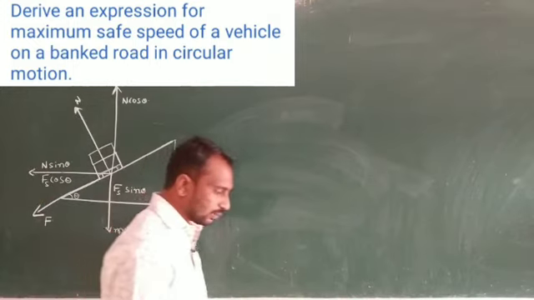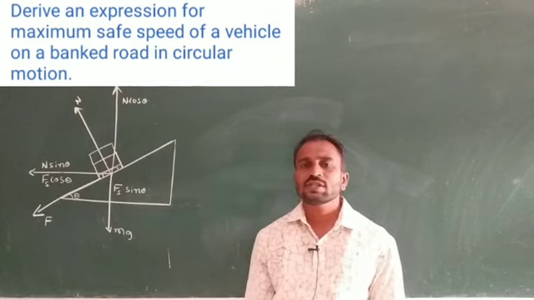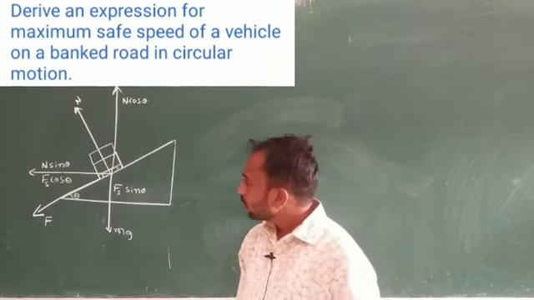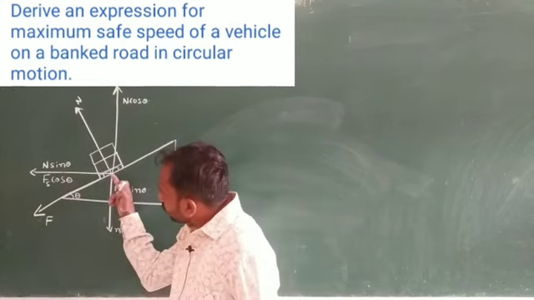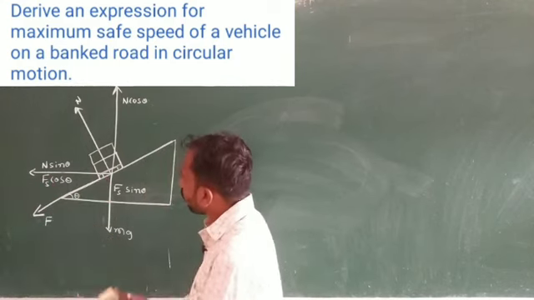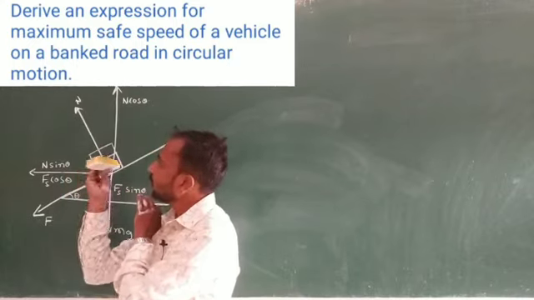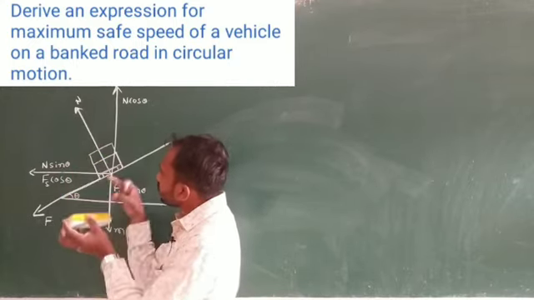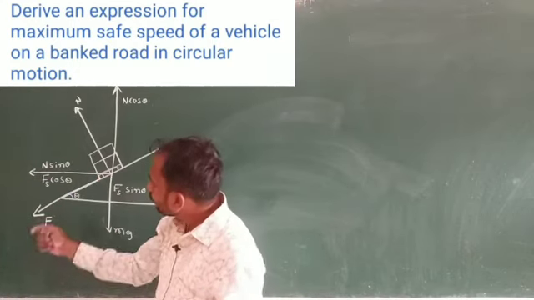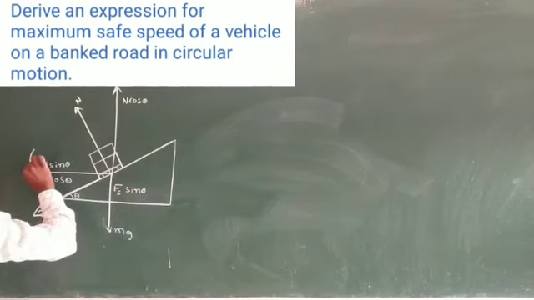Okay, you already know that centripetal force Fc is equal to mv square divided by r. This side force is the centripetal force. Why? Because the vehicle is on a curved path. It means that in this side, the force we consider is the centripetal force.